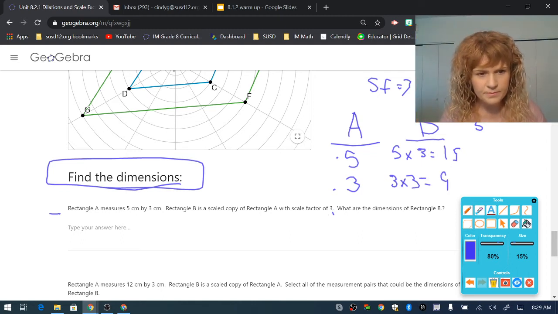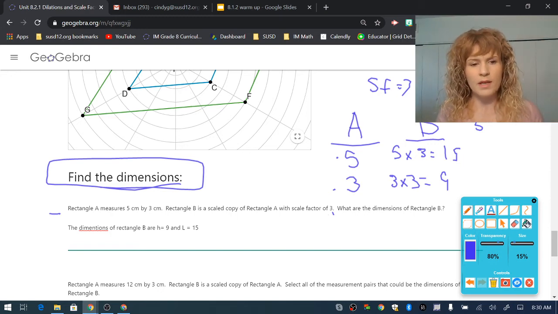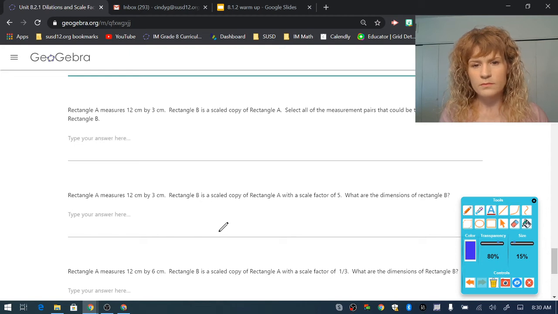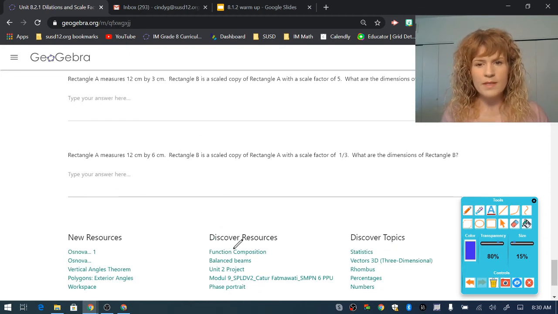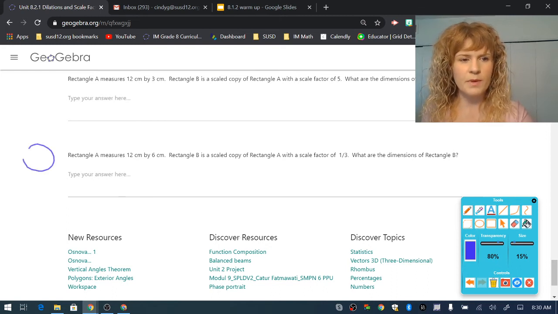Okay, let's type that in. The dimensions of rectangle B are height equals 9 and length equals 15. Okay, type in your answer, guys. I want you to read the rest of these on your own. Let me just help you with the last one, actually. I don't want to do it all for you. I want to give you a chance too. Let me help you with the last one.